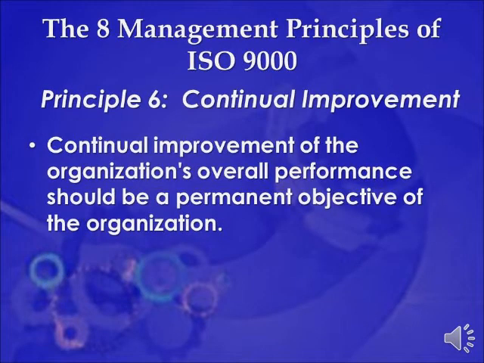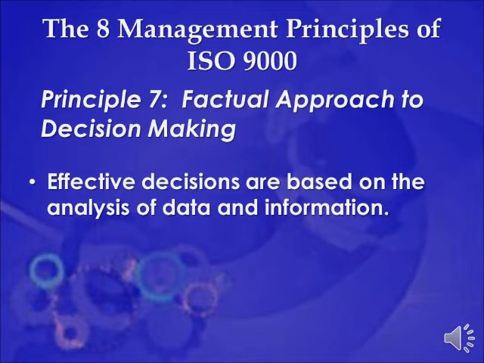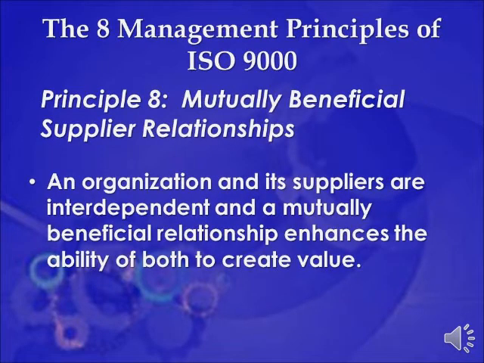Principle 6 is continual improvement. Continual improvement of the organization's overall performance should be a permanent objective of the organization. Principle 7, factual approach to decision making. Effective decisions are based on the analysis of data and information. Principle 8, mutually beneficial supplier relationships. An organization and its suppliers are interdependent, and a mutually beneficial relationship enhances the ability of both to create value.